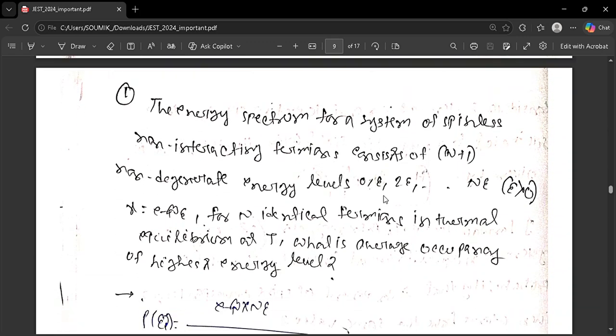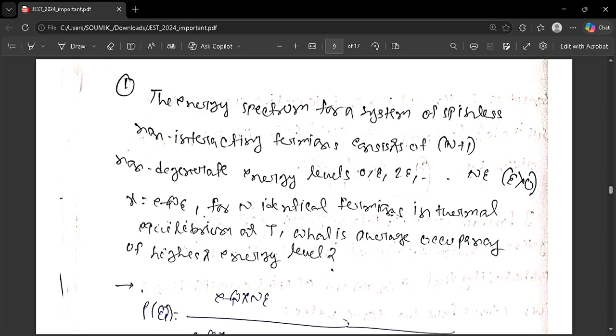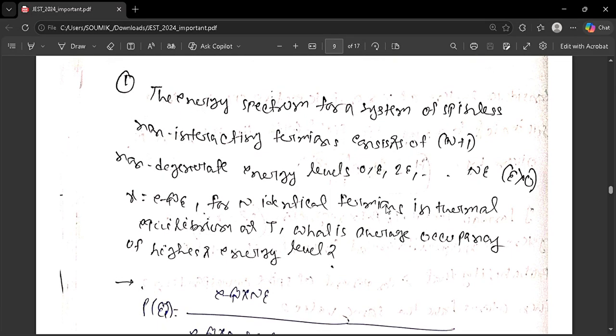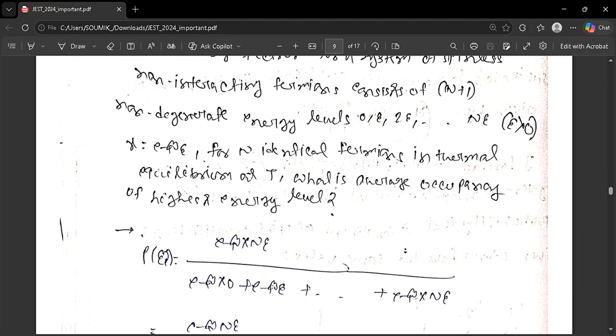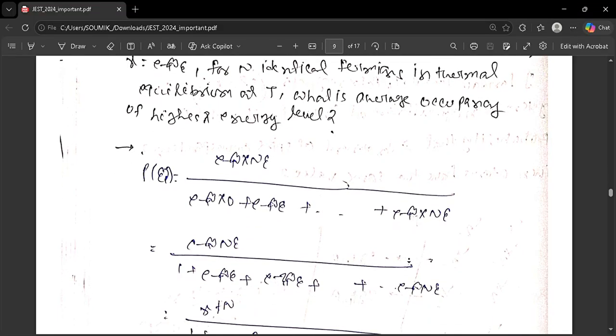Okay, then another statistical mechanics problem. The energy spectrum for a system of spinless non-interacting fermions consists of n plus 1 non-degenerate energy levels, and x is equal to 2 to the power minus beta epsilon, for n identical fermions in thermal equilibrium at T. What is the average occupancy of the highest energy level? So for the average occupancy of the highest energy level, I am calculating.